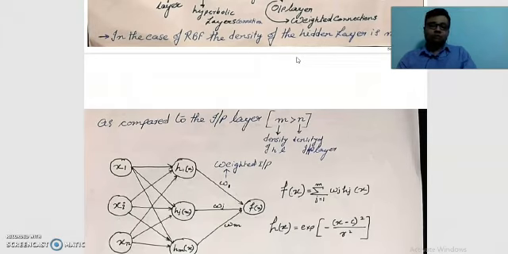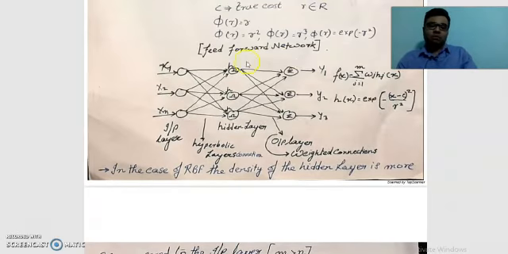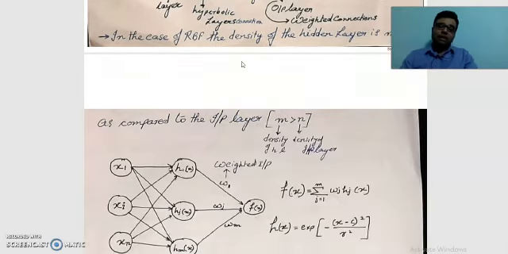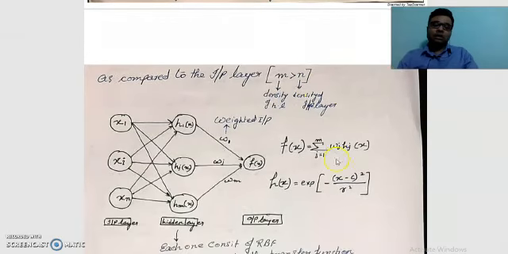So in the case of radial basis function, the density of the hidden layer is more, right? Suppose we can see over here that this is the hidden layer and this is the input layer. In the case of radial basis function, the density of the hidden layer is more than the density of the input layer. So here m is the density of the hidden layer and n is the density of the input layer, so m is greater than n.